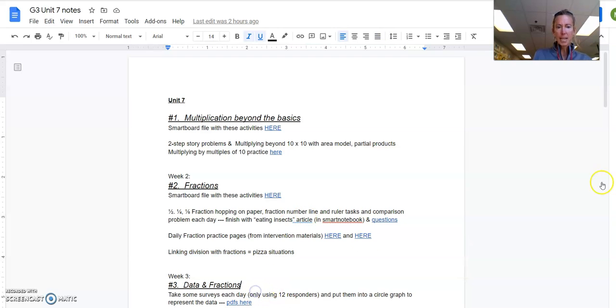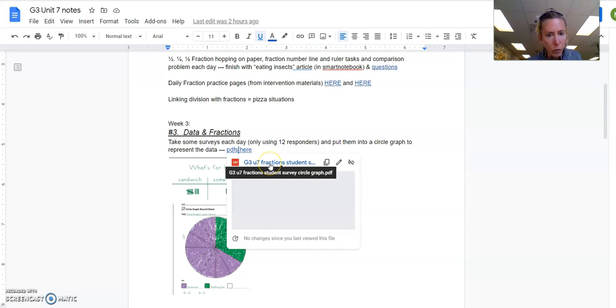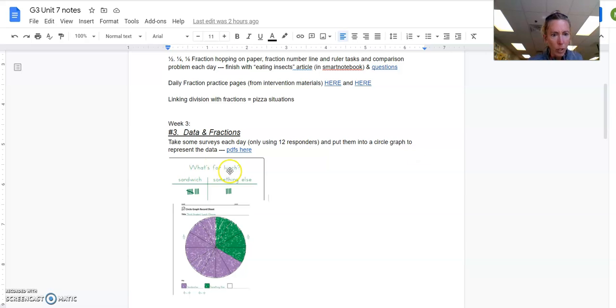Okay. All right. And then we go into linking data with fractions. So now you're collecting data. So you're going to take some surveys each day, and you only use 12 respondents. And you put them into a circle graph to represent the data. Here are the PDFs right here to look through. And you come up with a question. For example, what did you eat for lunch? Did you have a sandwich or something else? And I'm going to walk around the room and collect my data. And I'm only going to ask 12 people.